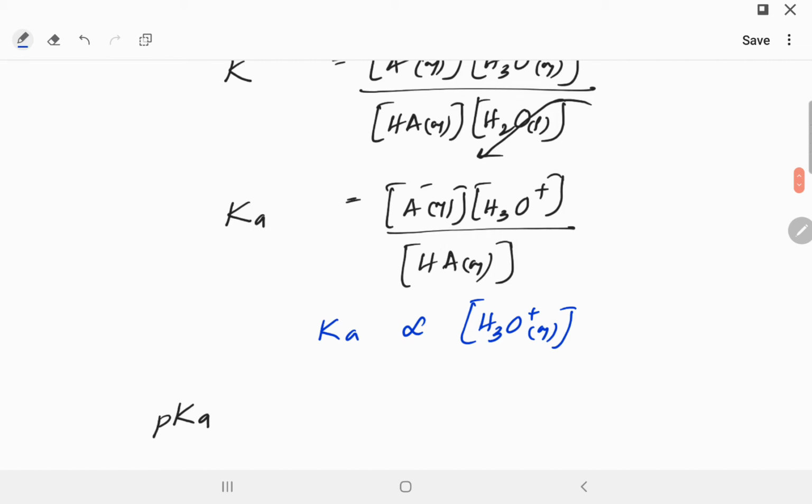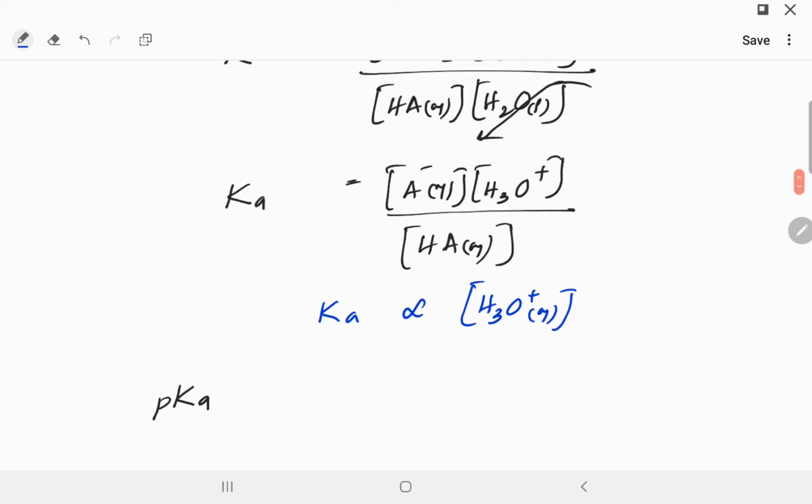But here's the thing, this Ka could have a huge range. It could start with very small 10 to the power negative values, or even positive values sometimes, and then it might go to very low 10 to the power values. So Ka has a huge range when it comes to different acids and bases.